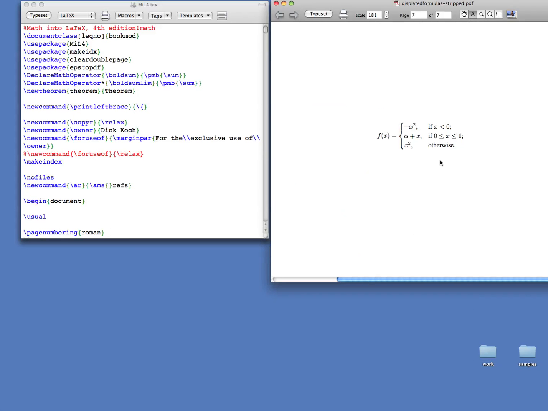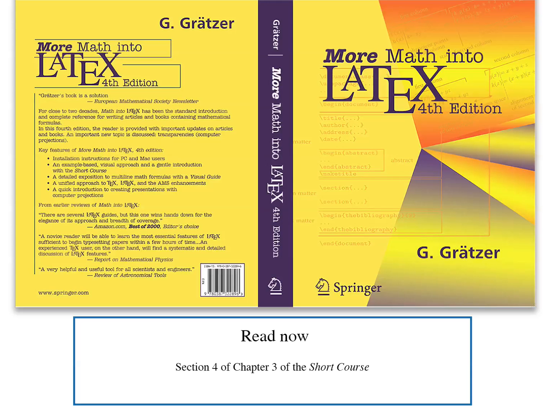That's all there is about multi-line mathematical formulas in the short course.